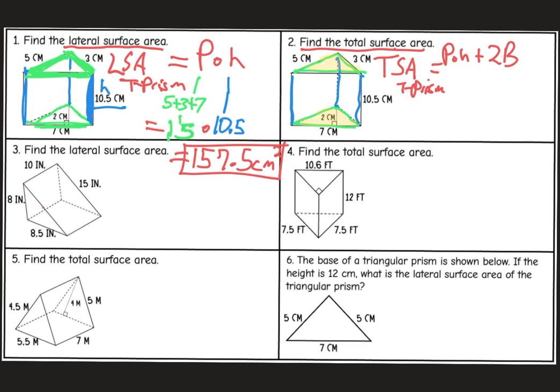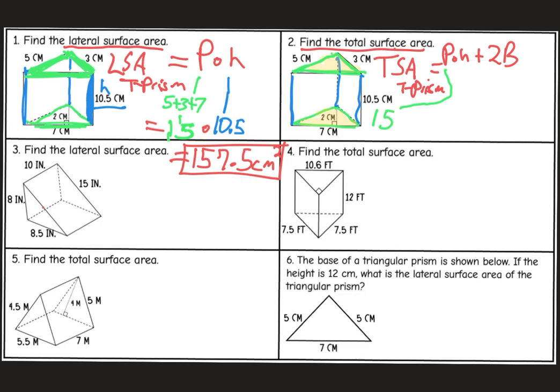So these are the parts we're going to need to succeed. Now, just to save a little space, our perimeter is still 5 plus 3 plus 7, like it was from before. So I'm going to write that over here. 5 plus 3 plus 7 gave us 15.